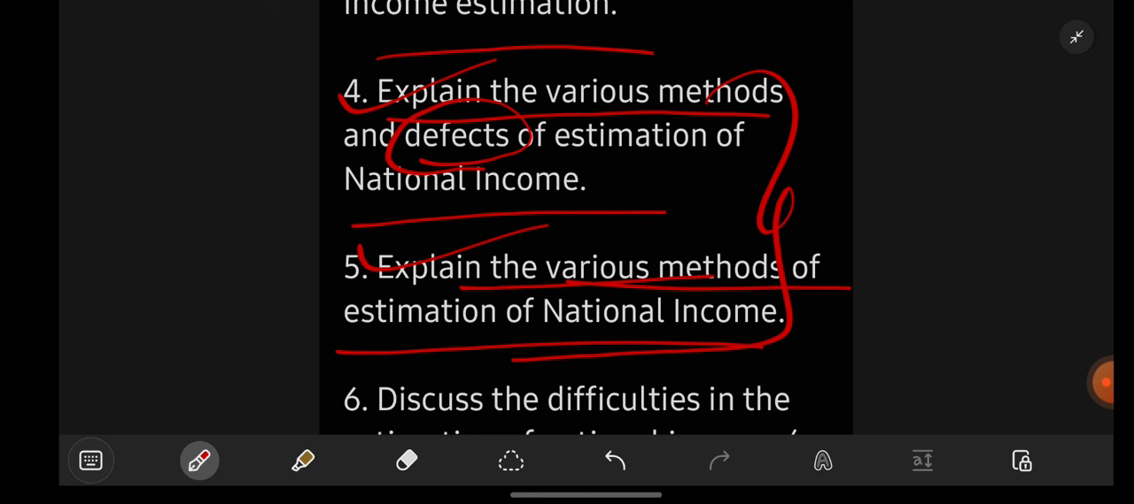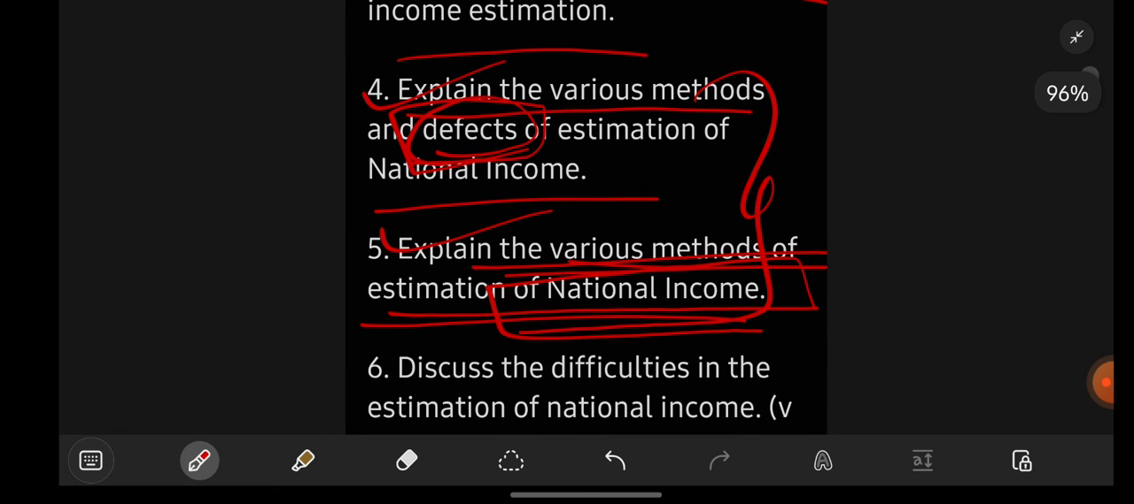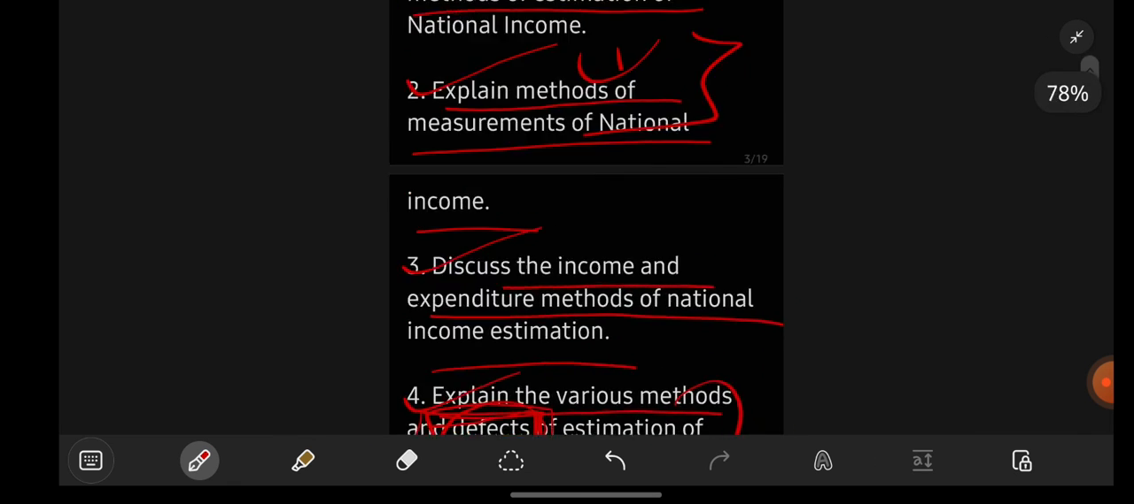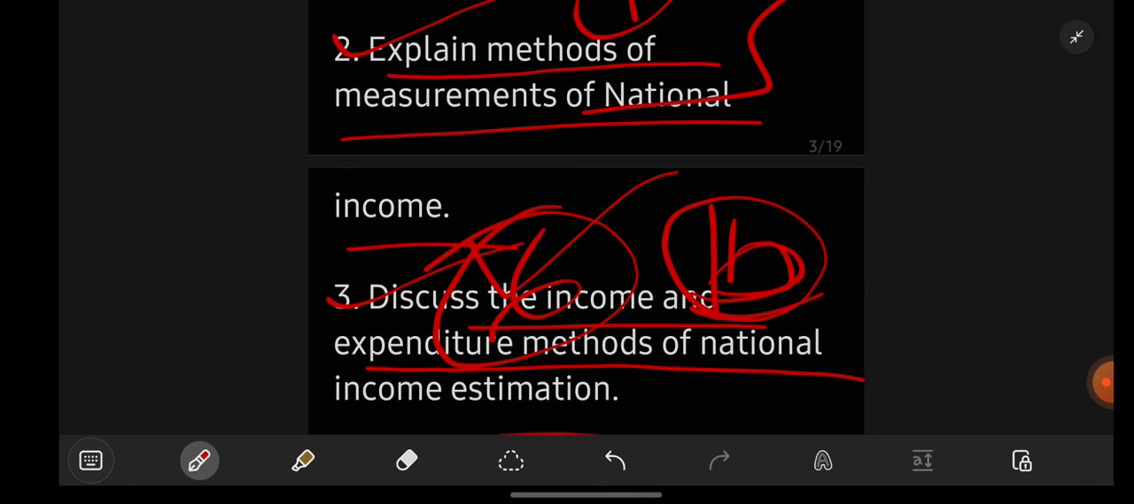Okay, here it is directly asking you methods of estimation of national income. Here it is methods and defects, so there is a difference. Don't think that both are the same. That is why you need to read the question perfectly in your examination. Then we have discussed the difficulties in the estimation of national income. So these are the 6 important questions from option. If you are perfect with these 6, you will be able to attempt B1.